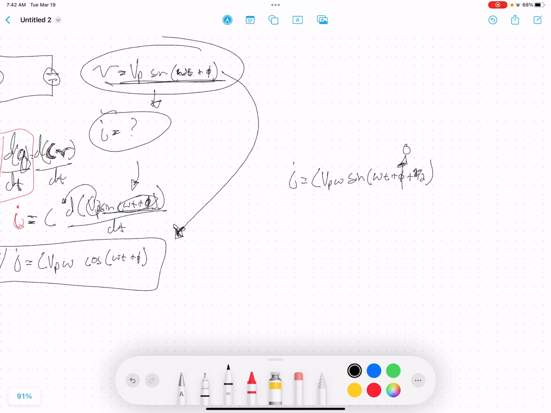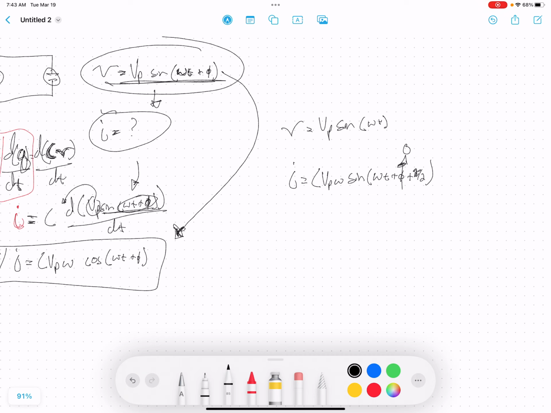The stipulation I'm setting is that when t equals 0, phi is going to be 0. And we'll do that very often with the voltage, right? So then my voltage equation is just Vp sine of omega t, right? Because phi is going to be 0. And then this thing is just omega t plus pi halves, right?